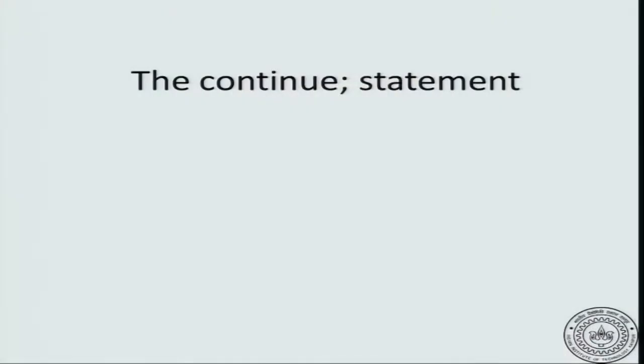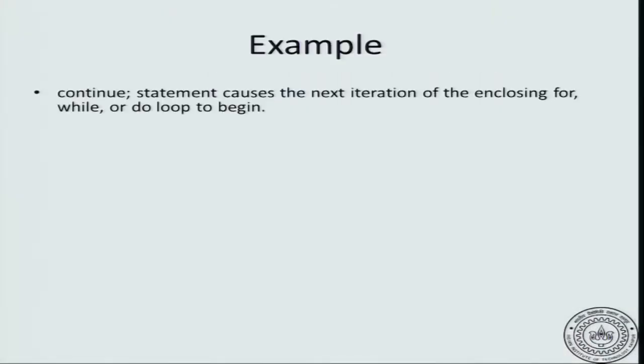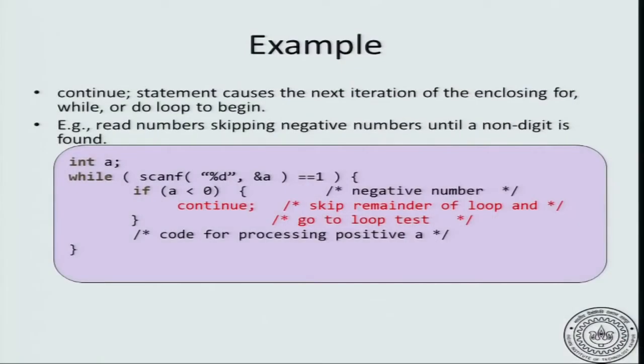The break statement was: you encounter a condition and you say I am done, I will exit out of the innermost loop. Here it is not exiting out of the innermost loop, it is just skipping the current iteration. For this we will see the continue statement, and let us motivate this by an example. The continue statement causes the next iteration of the closest enclosing for, while or do while loop. Let us motivate it with a very simple example.